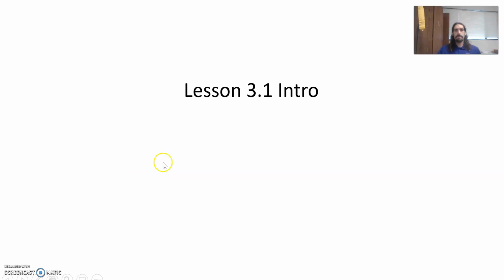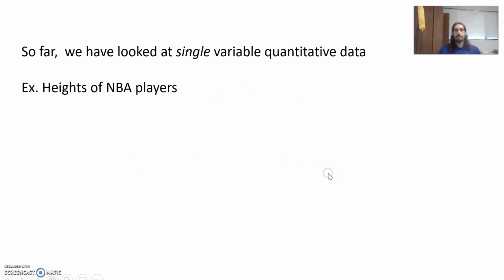All right, so far we have looked at single variable quantitative data. So for example, in the first exam you had heights of NBA players, and the idea is you've got your heights, which could be any number, and you're just counting how many times that number appears.